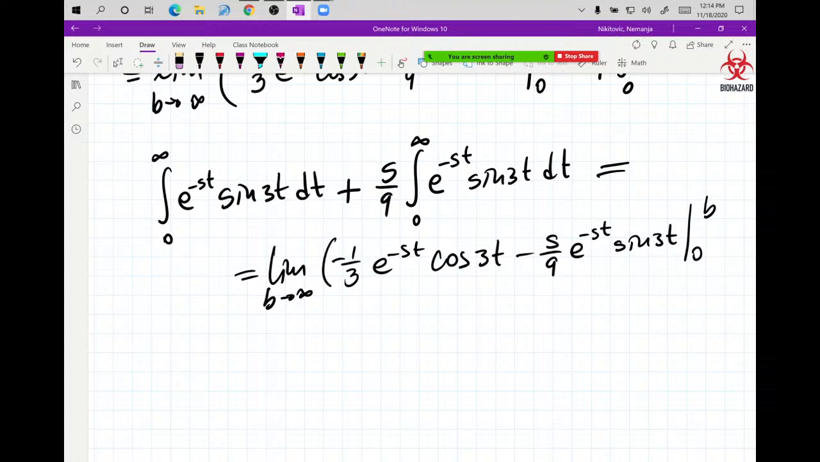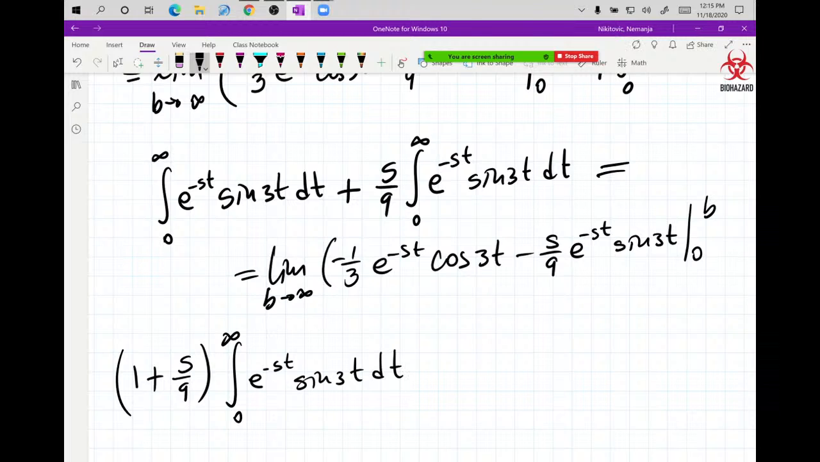All right, so on the left, when you factor the integral, you are going to get 1 plus s over 9 times the integral that we want to compute, e to the negative st sine 3t dt.